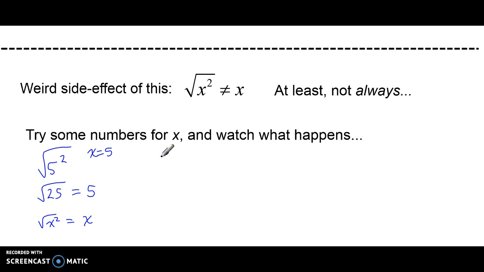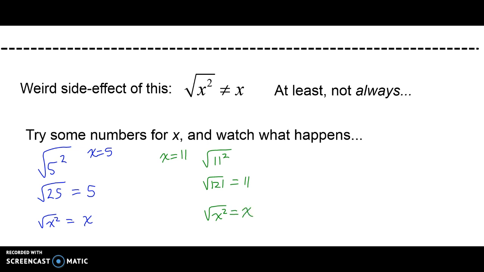Well, let's try it with something else. Let's try 11. x equals 11. So now we're going to do the square root of 11 squared. That's the square root of 121, which has a principal square root of 11. So you're probably looking at this thinking, well, Mr. Adams, you just said it doesn't always work. It looks like it always works.